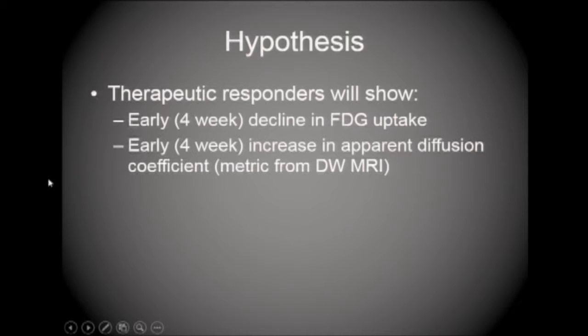with the following hypothesis: that we would see early, we started with a 4-week, we'd like to move to 2-week, but we started with a 4-week decline in FDG on the PET scan and an increase in the ADC, apparent diffusion coefficient, from a diffusion-weighted MRI.